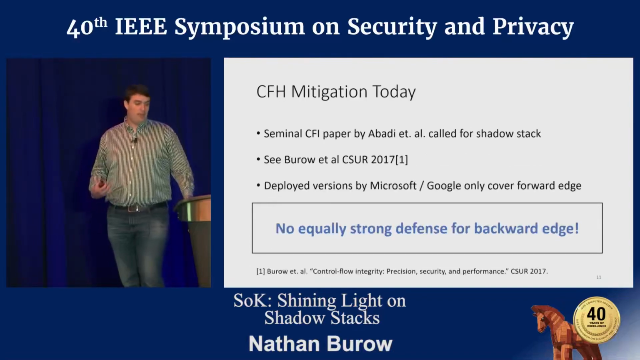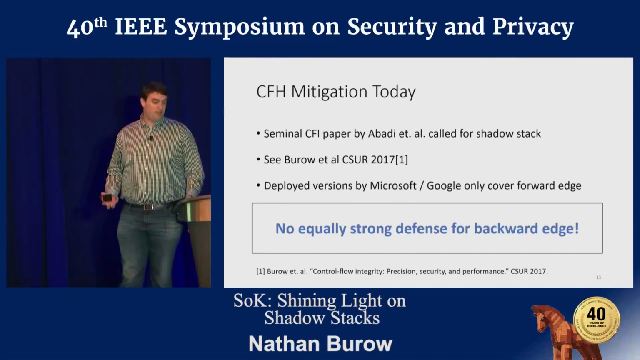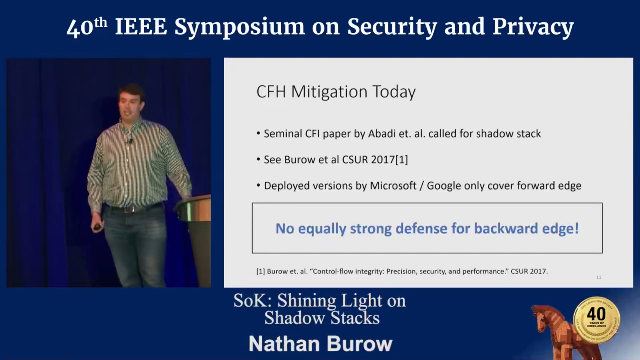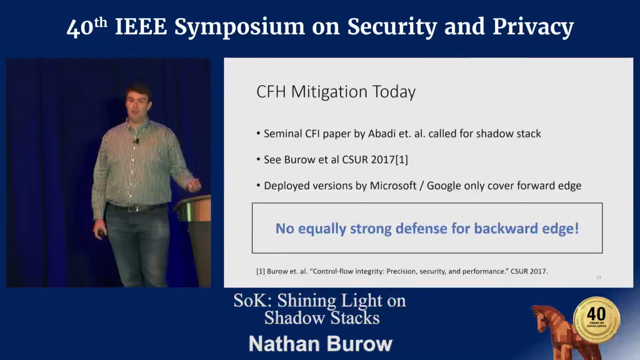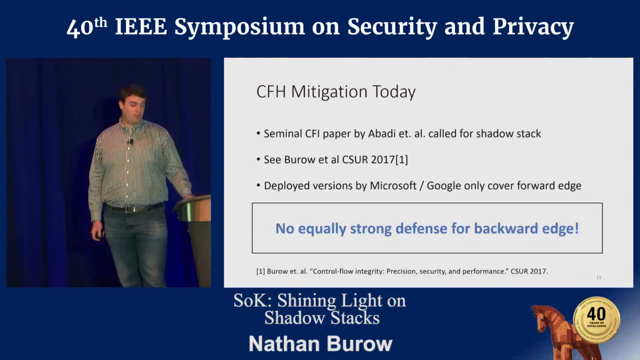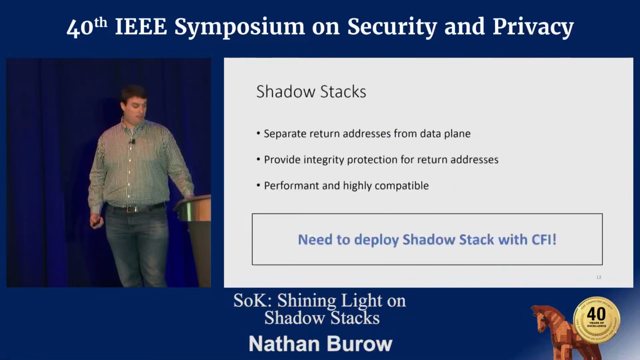And so, to sum up the state of control flow hijacking mitigation today, over the past 10 years, there have been 50+ papers on control flow hijacking, dating back to Abadi et al.'s seminal paper, which did include a call for a shadow stack. Unfortunately, subsequent research lost focus on this and only paid attention to the forward edge problem, which means that now that we are getting deployed versions of CFI by Microsoft and Google, they only cover the forward edge, and we have no equally strong protection for the backwards edges that is being deployed today.